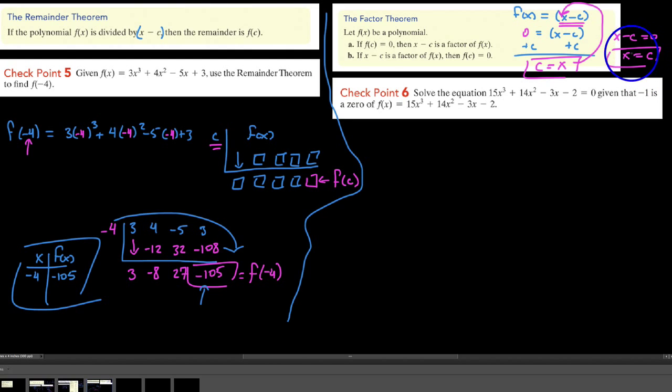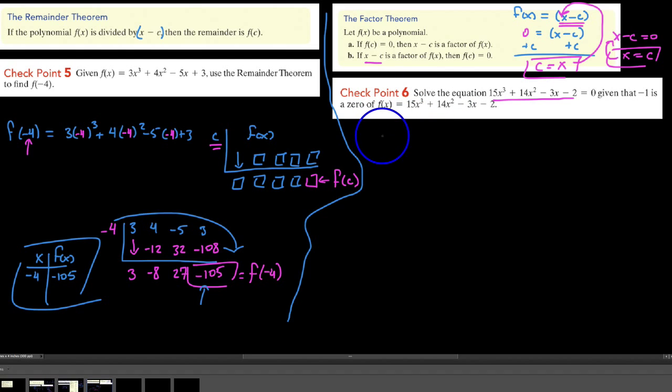And if x equals c is the solution, then x minus that solution must be the factor. So again, if f of c equals 0, then x minus c is a factor. But if x minus c is a factor, then f of c is 0. So this says, let's solve the equation here, where we have this cubic set equal to 0, given that -1 is a 0 of f of x.